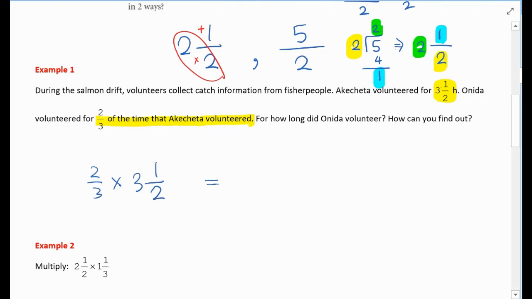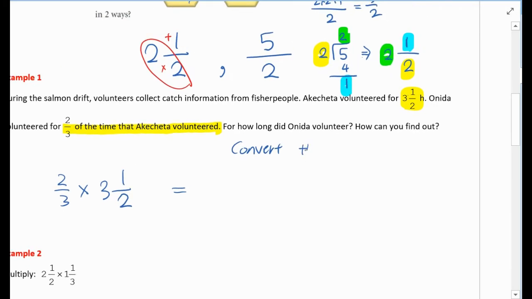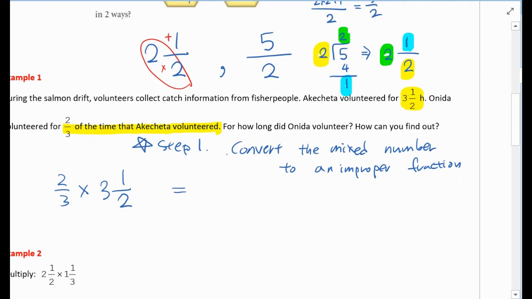Before you solve, I want you to write down: convert the mixed number to an improper fraction. So this is always step number 1. Always. Okay? So we're going to convert the mixed number, 3 and 1 over 2. So 2 over 3, 2/3 times 3.5.